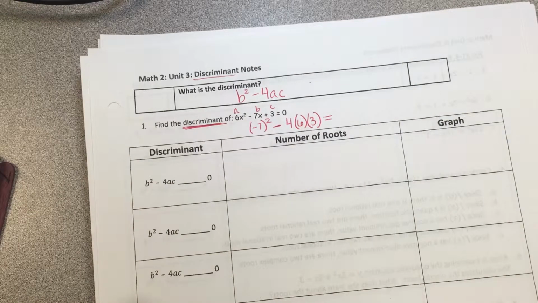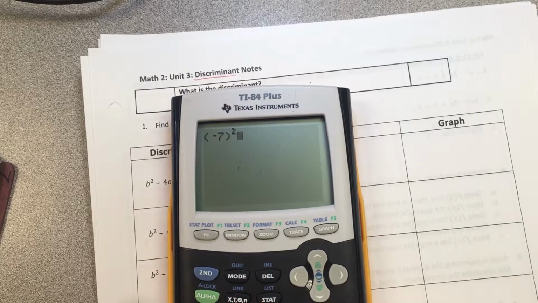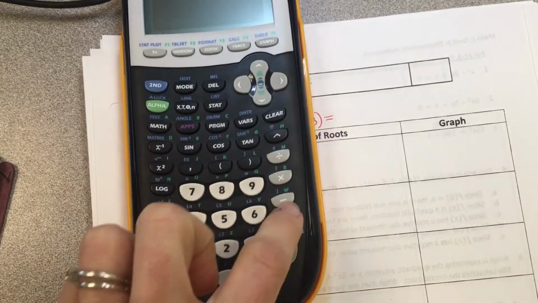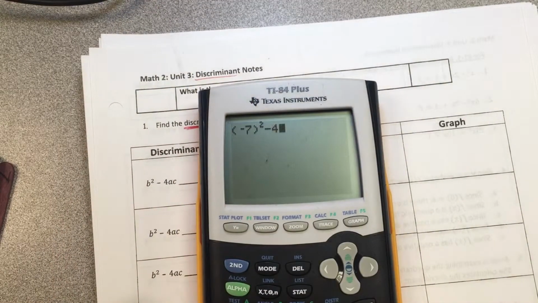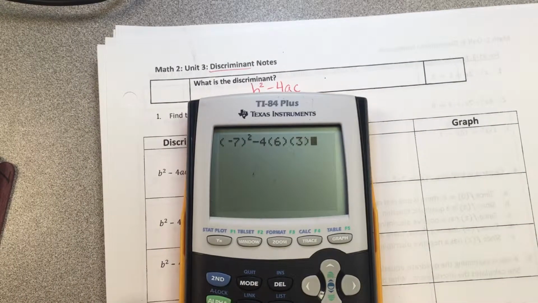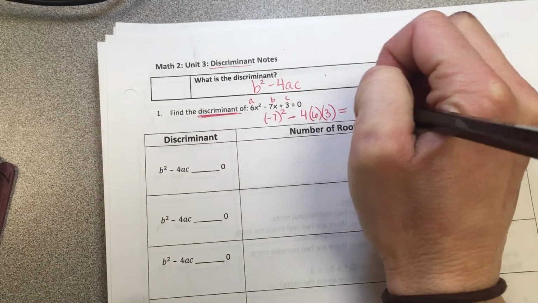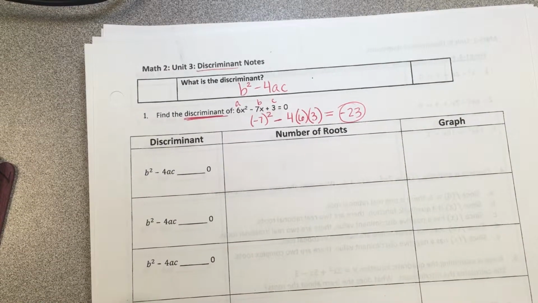And remember, you may type all that in your calculator. Remember, you need to use parentheses, -7 squared, and then you have to use the minus button. That was some problems people were having yesterday. You have to use the minus, not the negative. Minus 4 times 6 times 3, okay? And you get -23, okay? -23. Questions?